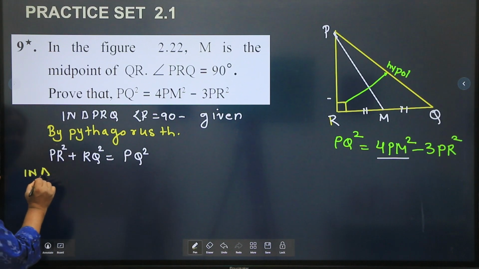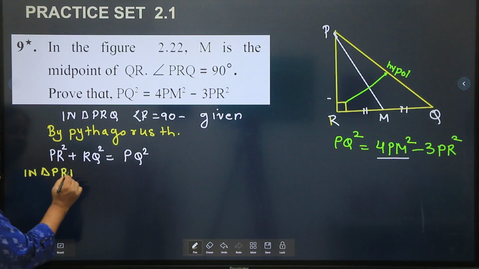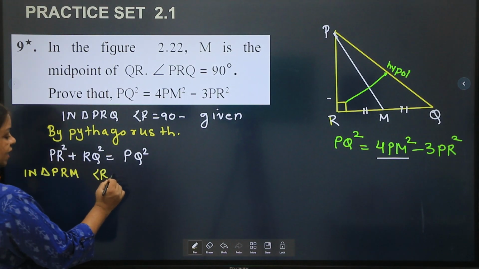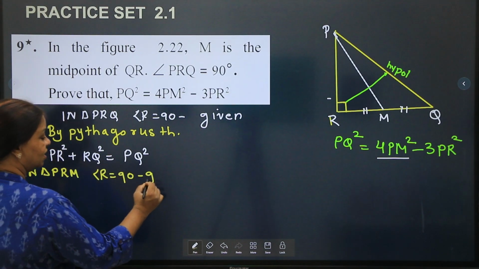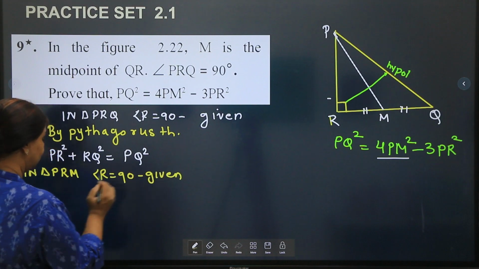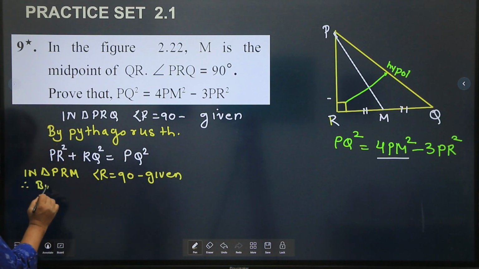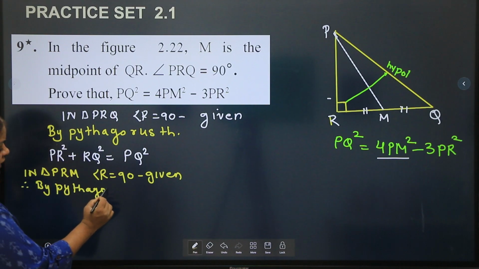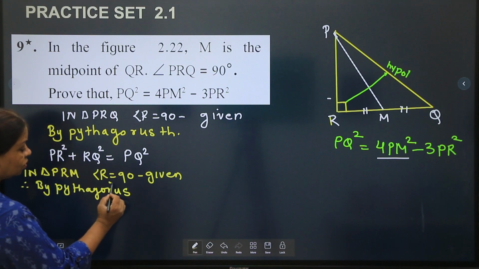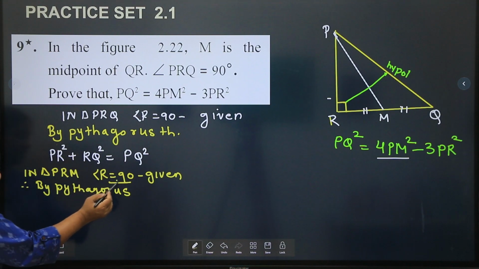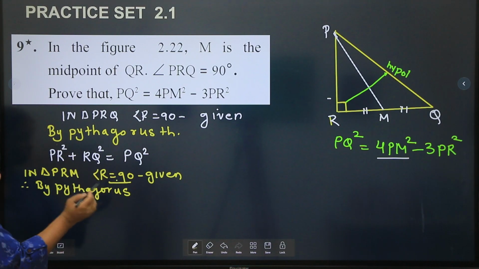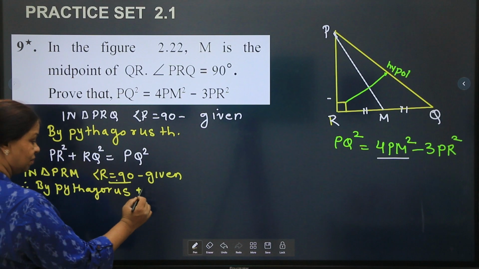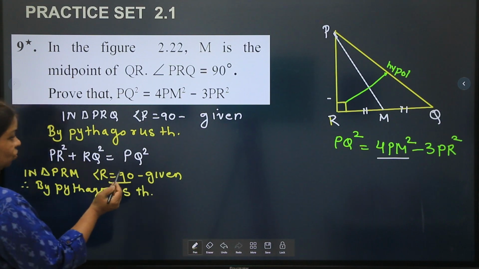In triangle PRM, again angle R is equal to 90 degrees and this is given. So by Pythagoras theorem, therefore by Pythagoras theorem, you need to write again and again, children, because you cannot use Pythagoras theorem if you do not mention that it is a 90 degree angle. Okay, so you need to write by Pythagoras theorem, otherwise your marks will go.